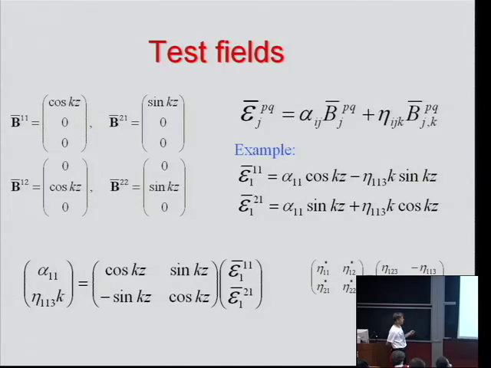For each test field, we have an electromotive force, which can then be expressed again in terms of the actual magnetic field. The first test field has a cosine, the second has a sine in the x component, giving rise to two equations for two unknowns. The unknowns are alpha 1,1 and eta 1,1,3. It's a 3 in this tensor here. Two unknowns with two equations can be solved, and this is the result. It's a simple rotation matrix, and the same can be repeated for all the other components.